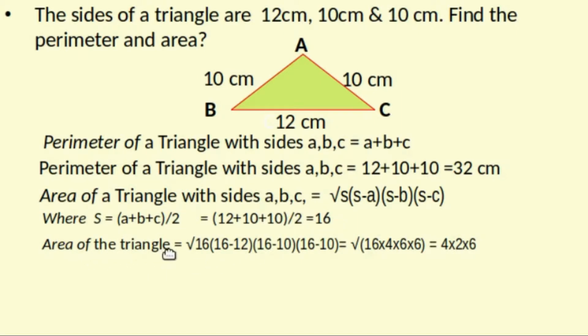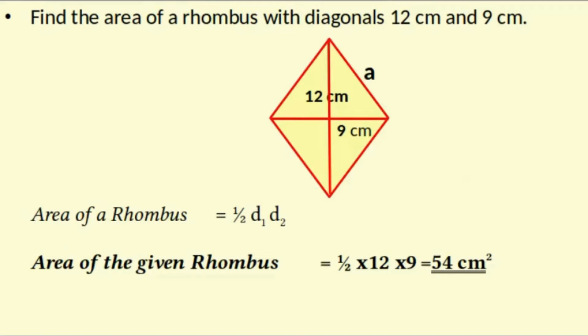Area of the given triangle equal to root of 16 into 16 minus 12 into 16 minus 10 into 16 minus 10, that is equal to root of 16 into 4 into 6 into 6, that is equal to 4 into 2 into 6. Therefore area of the triangle equal to 48 centimeter square. A problem from rhombus. Find the area of a rhombus with diagonals 12 centimeter and 9 centimeter. Here I have drawn a rhombus with the given details. One diagonal is 12 centimeter and the other diagonal is 9 centimeter.